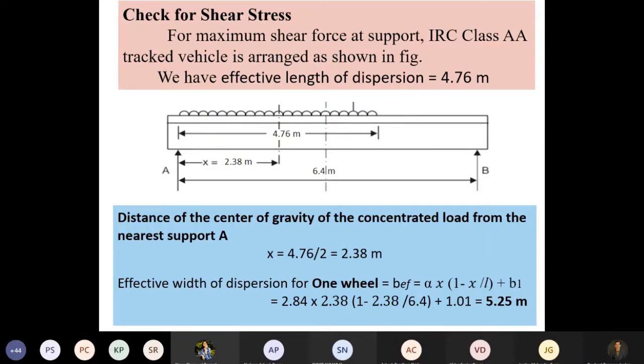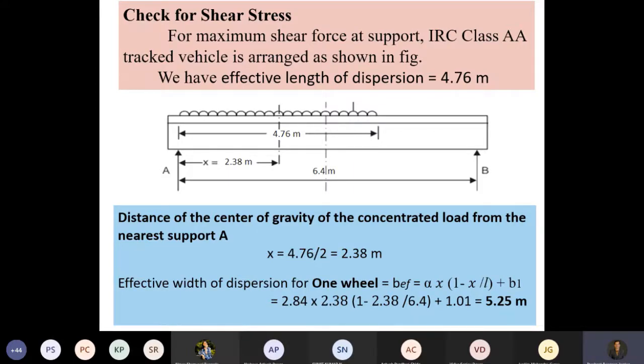Here, for maximum shear force at support, IRC class AA tracked vehicle is arranged as shown in the figure. We have to arrange the vehicle so that there will be a maximum shear force. So one of the wheels will be on one of the supports. You can see this in the figure. So the X becomes 2.38 here because 4.76 divided by 2.